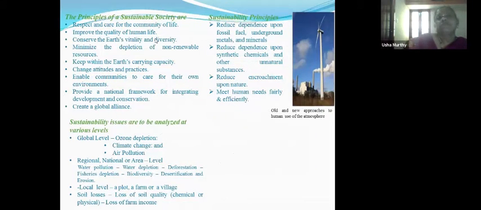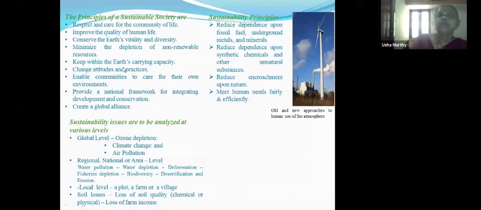The principle of sustainable development. Respect and care for the community of life. This is the most important thing, and it has to be taken care of very well. Improve the quality of human life. Conserve the earth's vitality and diversity. Minimize the depletion of the non-renewable resources. This is a very, very important aspect actually. Keep within the earth's carrying capacity.